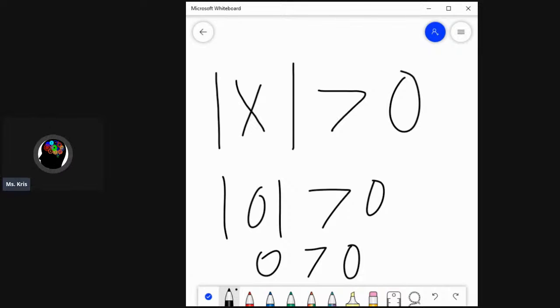But because I was able to find one counterexample, it takes my statement and makes it false.